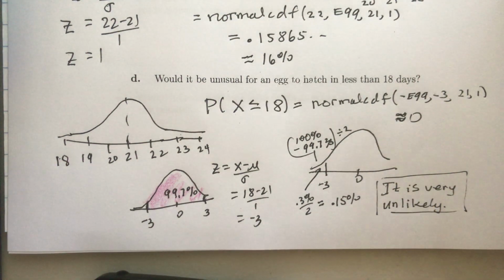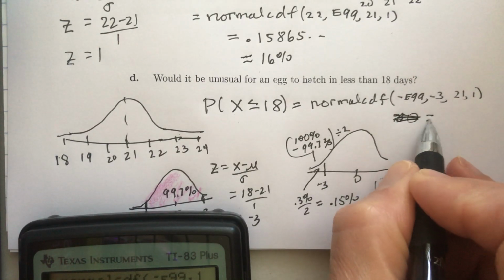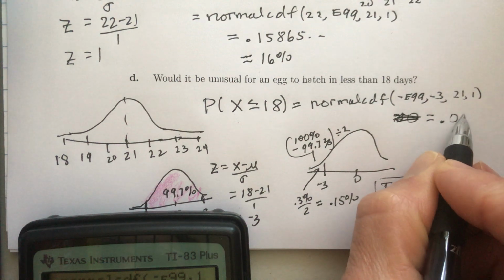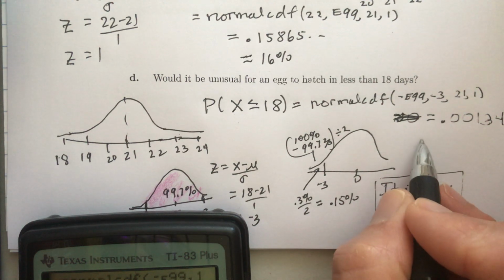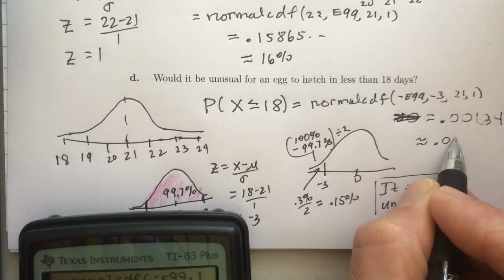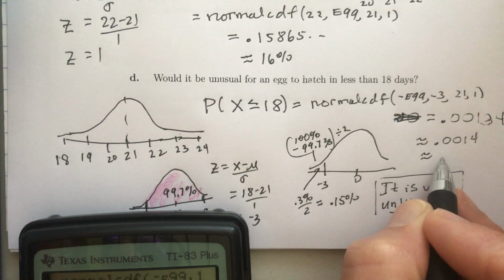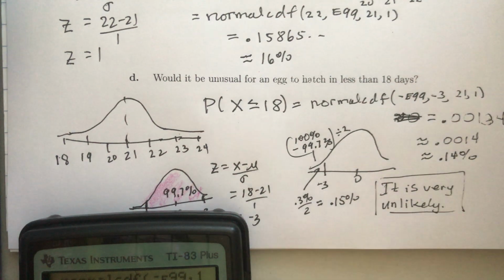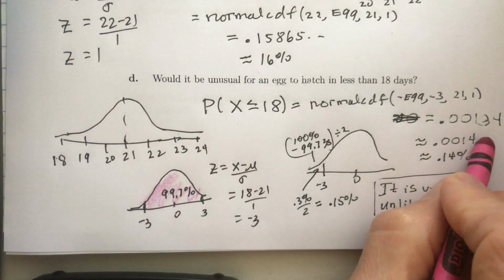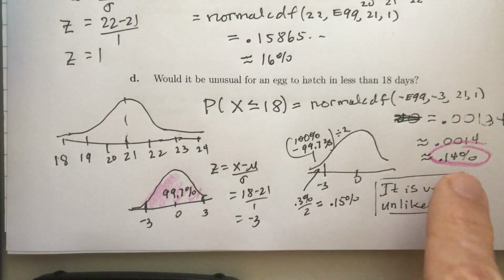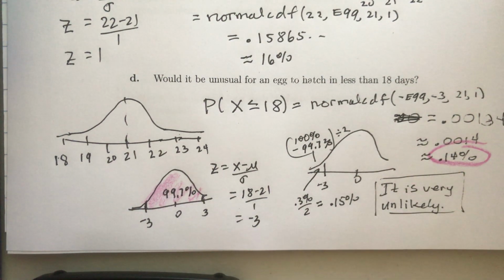Oh, okay. I don't know what I did. I pressed the wrong numbers. So it's not almost 0. The calculator gives 0.001349, and that is approximately 0.0014, which is approximately 0.14%, and that's what I predicted over here. That's the thing about calculators. It's so easy to sometimes put a wrong number in there. So I did it twice. So it's a very small amount. Okay, but it's almost 0. It's very unlikely.